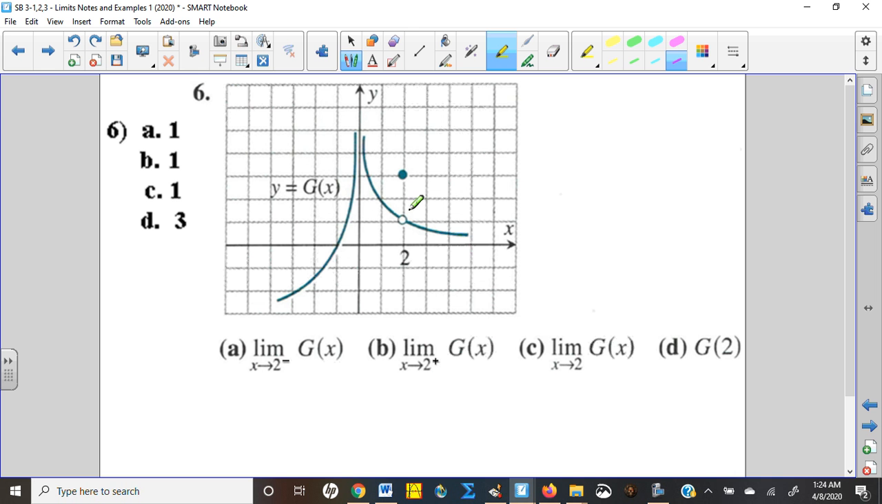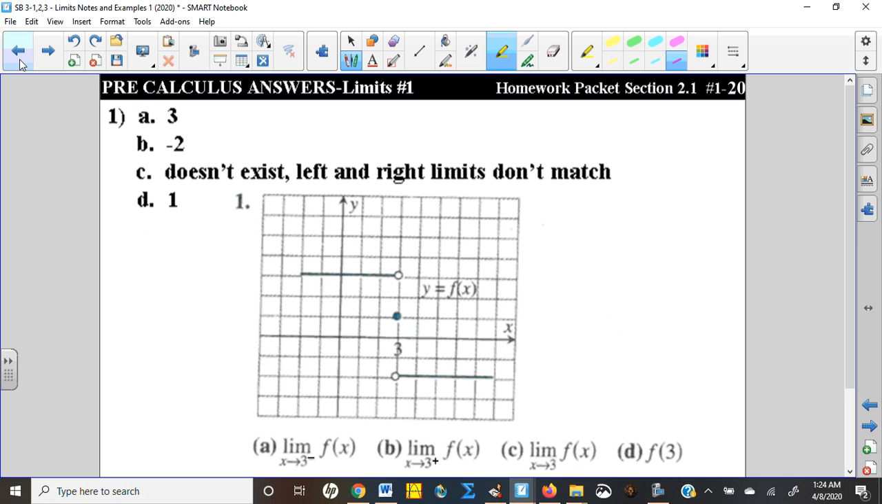So I think what we've learned through examples and then some of these homework problems is that at removable discontinuities, limits are still going to exist because we're approaching the same height from both sides. But at jump discontinuities, that's not going to hold true. That's why we had problems with problems 1 and 2.